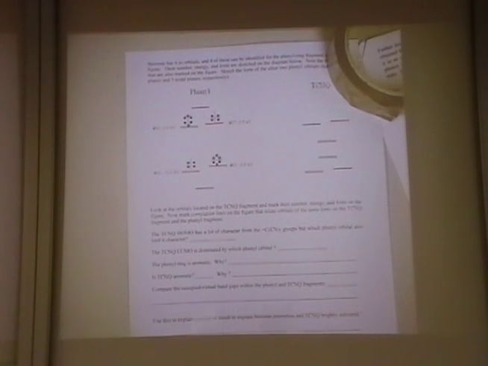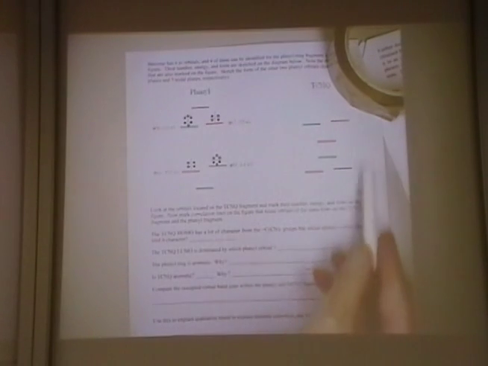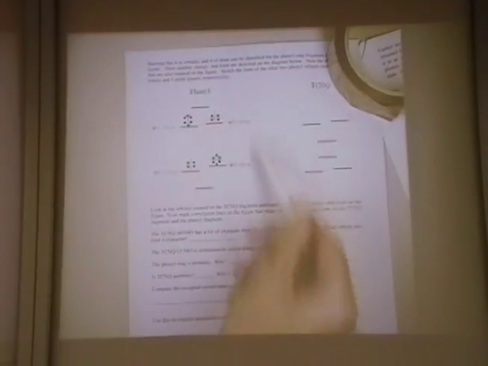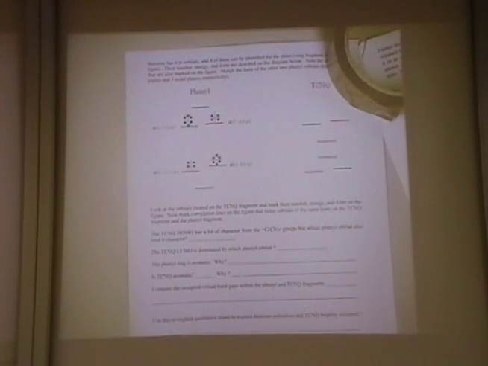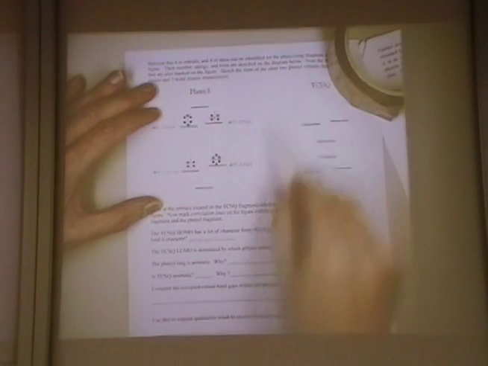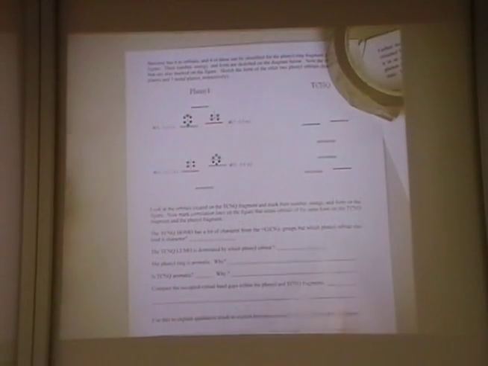Well, your task is to draw the other 6 orbitals that are on the quinone part over here. And then the question is, how do these orbitals here on the phenyl ring relate to these orbitals here on the quinone? And I'll give you a clue what you're going to find. Look at this orbital here on the phenyl ring.